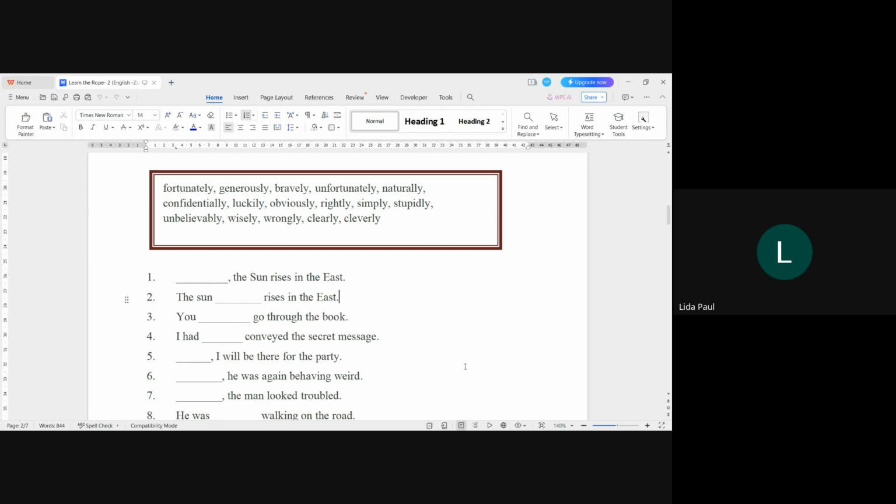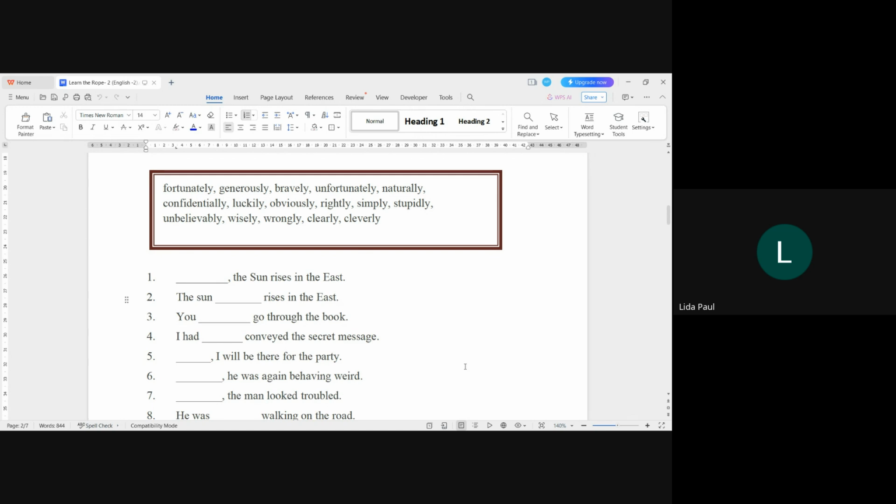Or suggestions? Okay, yeah, naturally. For me, I think the acceptable answer would be naturally. Because clearly, when you say clearly or obviously and all that, it usually has a flavor of a comment adverb. But naturally is more perspectival.